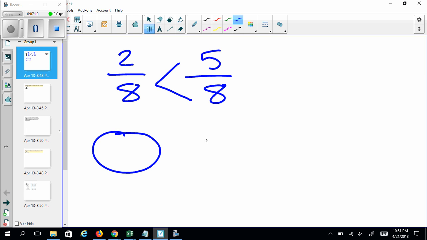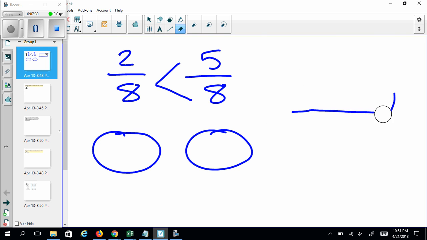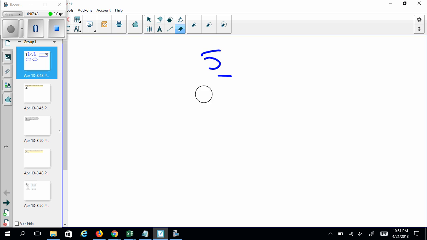And again, you can draw it out. If you want to use a circle, you can. You can use a rectangle if you want. Depends on whatever it is that you want to do. But if you draw out 8 pieces and you only shade in 2 of them, and then you shade in 5 of them, you're going to see that there is a big difference, okay? So those are your 2 options that you do not need to know about equivalent fractions. Now, there are some times where you do need to know about equivalent fractions, and we're going to take a look at some of those.